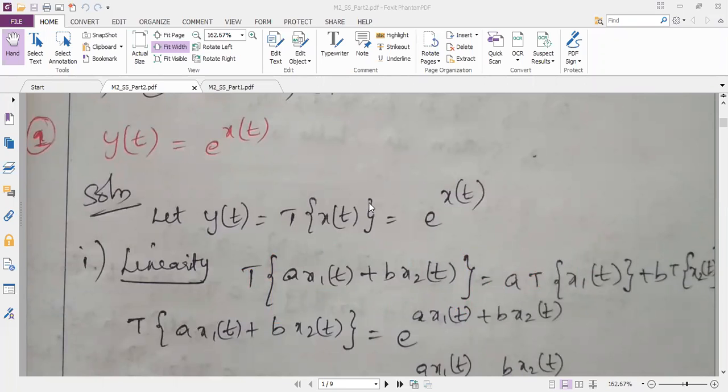So do you have any doubts in this? The first equation, T of a into x1 of t plus b into x2 of t, has a common bracket, and then later on I'm just splitting it. So I have to prove like this.